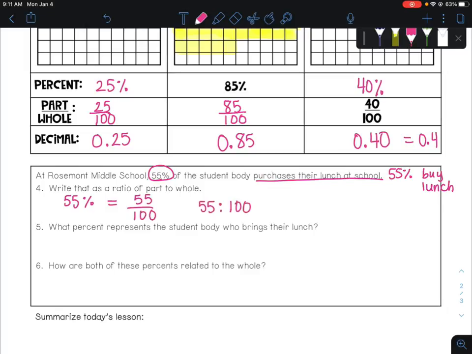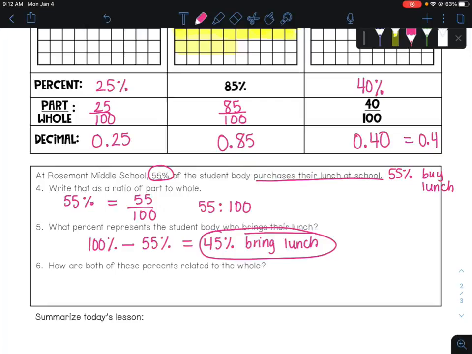What percent represents the student body who brings their lunch? So what we're saying is either you buy your lunch and you're in this 55%, or you bring your lunch. So you just have those two options. So if the total is 100%, and we know that 55% already are buying lunch, we can subtract to find the difference. So what we would get is 45% bring lunch.